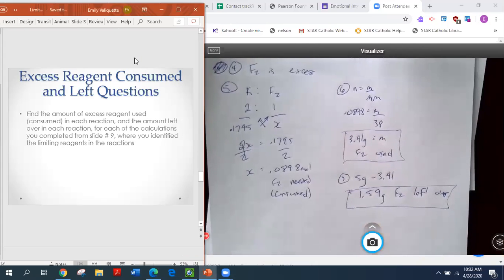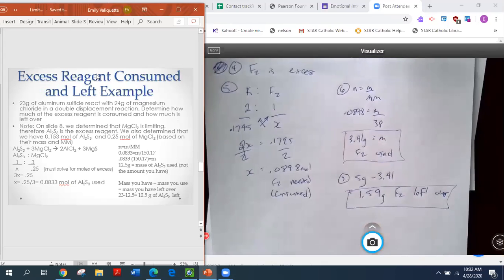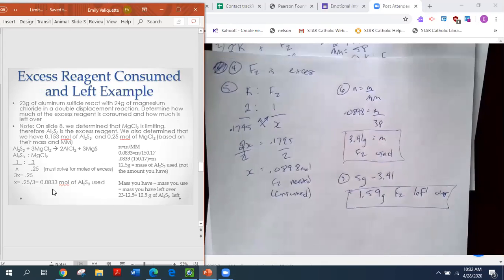Okay, what I would like you guys to do now is try, without looking at all of the answers here, to solve that question, figure out how much of the excess reagent is consumed and how much is left over in grams, and then check your answer at the bottom there.